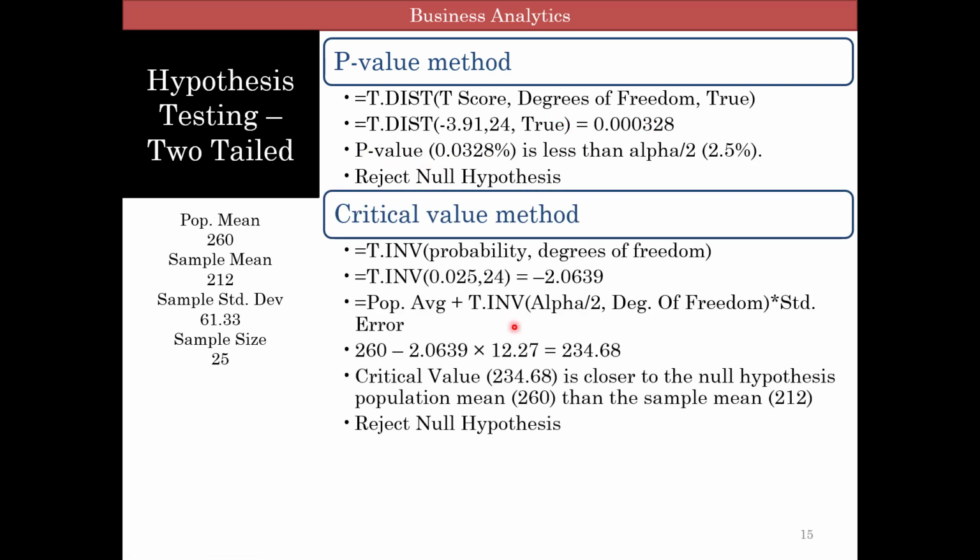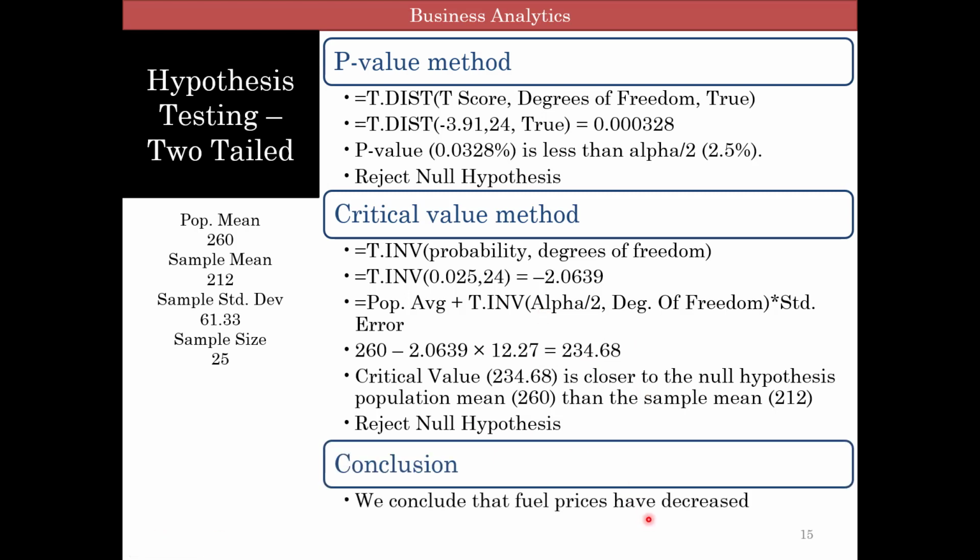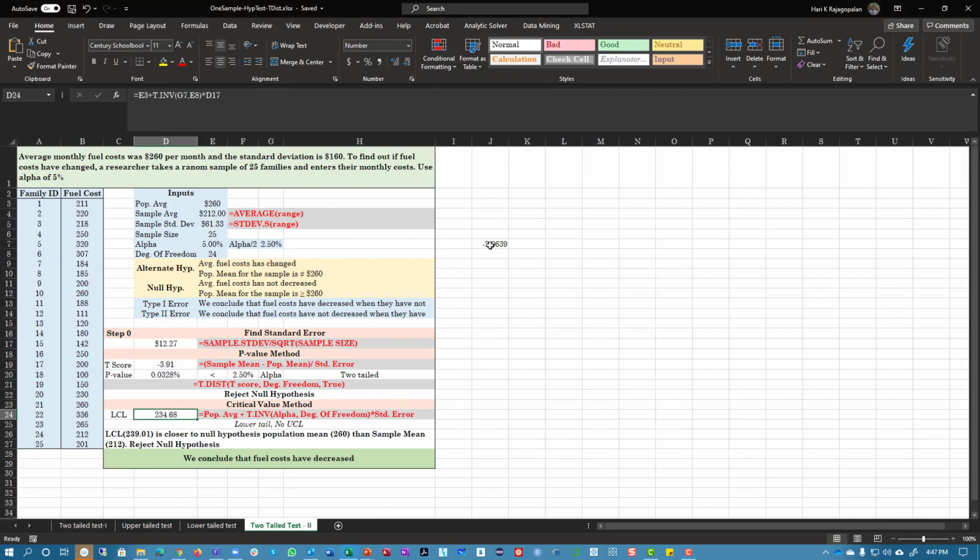And the critical value method, again, you're going to use t inverse. Remember, the probability here is alpha by 2, and degrees of freedom is 24. And you multiply it times standard error. Because it's negative, you subtract it from 260 to get 234.68. And in both cases, the answer concludes, because the sample mean is further away from the center than the critical mean, you conclude that fuel prices have decreased. And here you have the Excel file, which actually does that.